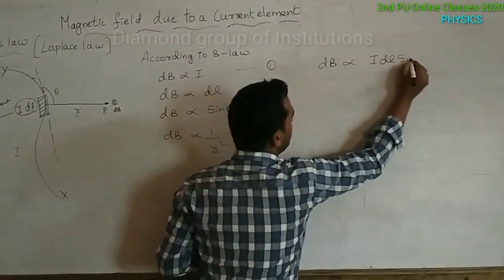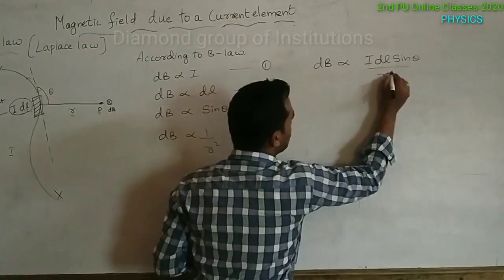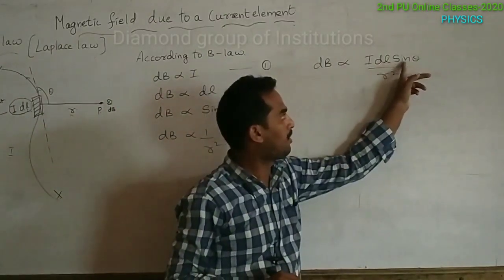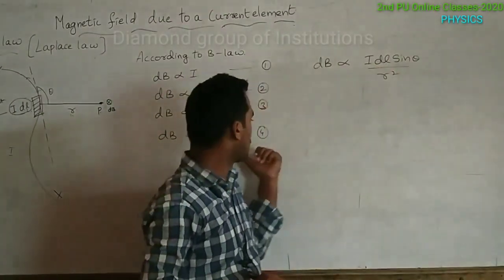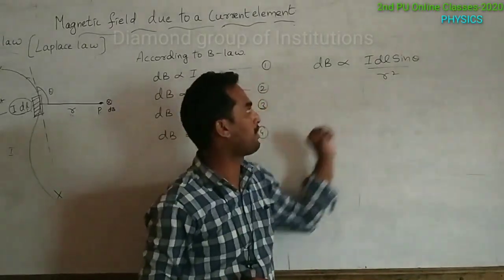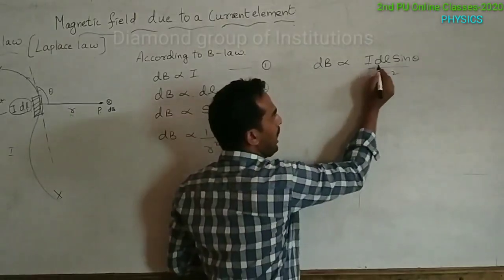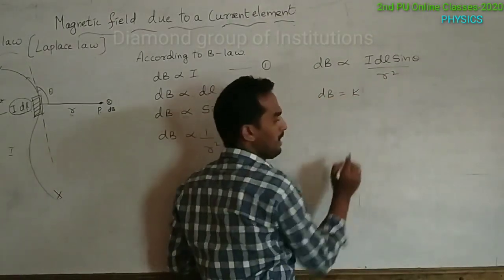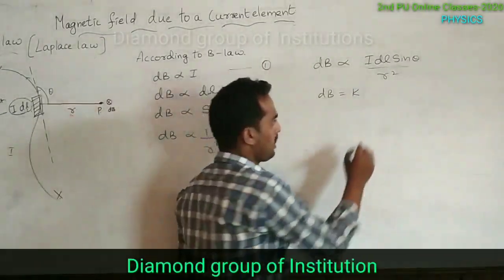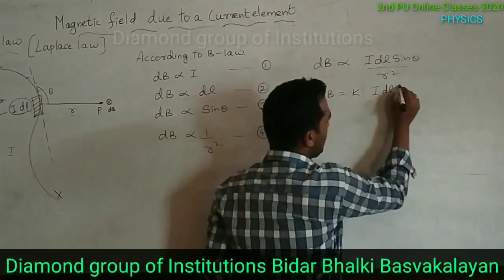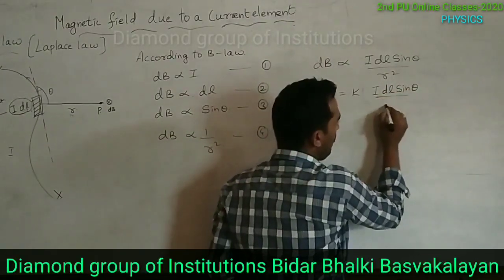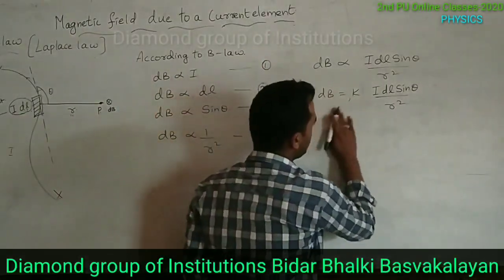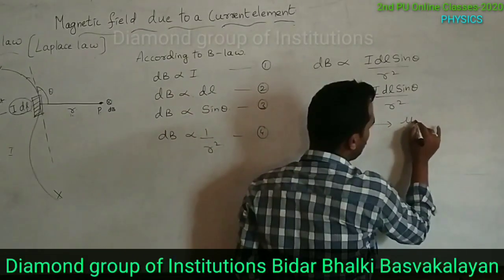If you combine these four, we can write dB proportional to I dl sin theta divided by R square. The directly proportional terms are written in the numerator, and the inversely proportional term comes in the denominator. So dB is proportional to I dl sin theta by r square. If you write a constant k, called the constant of proportionality, dB equals k I dl sin theta divided by r square. For free space, the k value becomes mu naught by 4 pi.